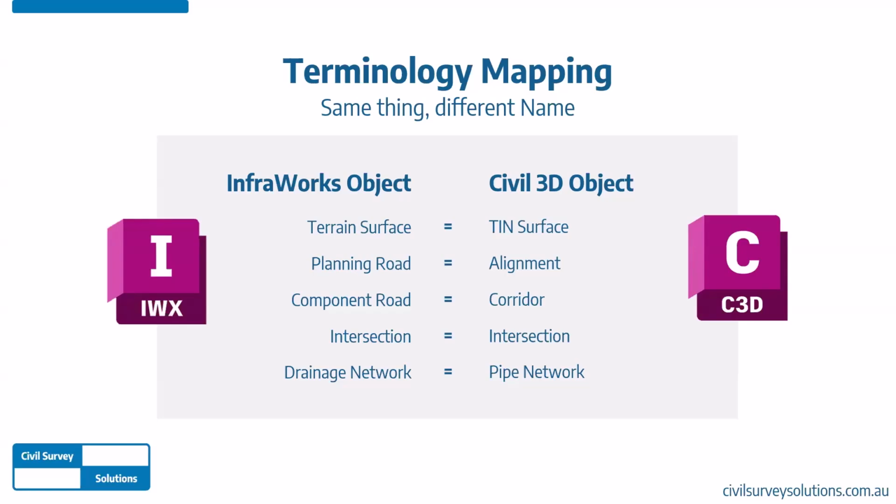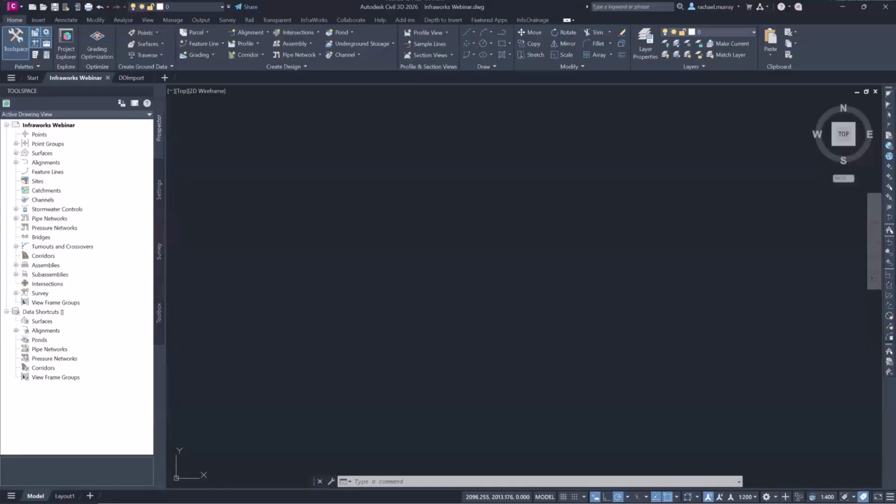Component roads are equivalent to corridors. Both softwares have the same intersection object. And then a drainage network in Infraworks is equivalent to a pipe network in Civil 3D. So let's jump over to our Civil 3D.